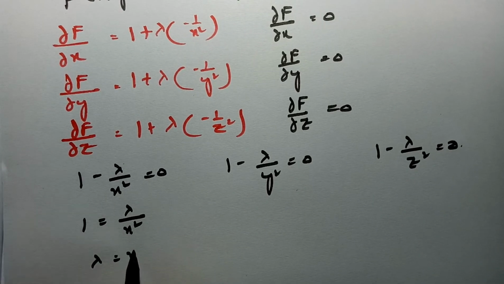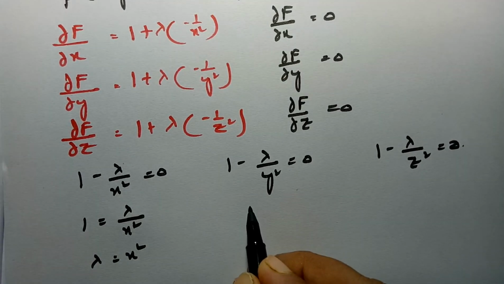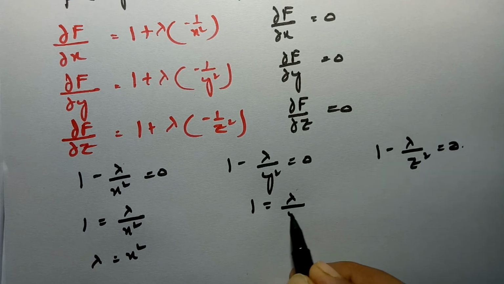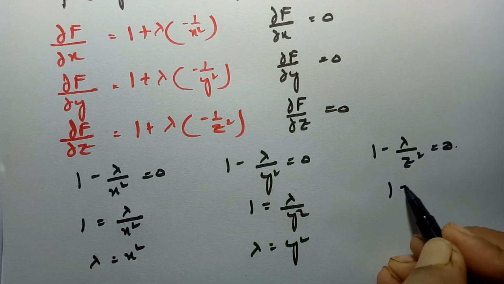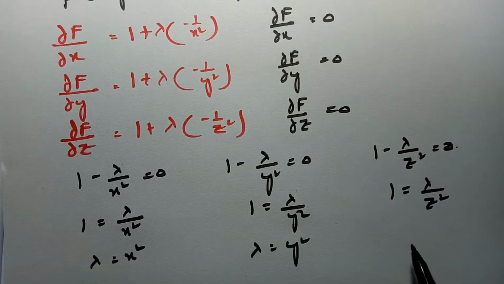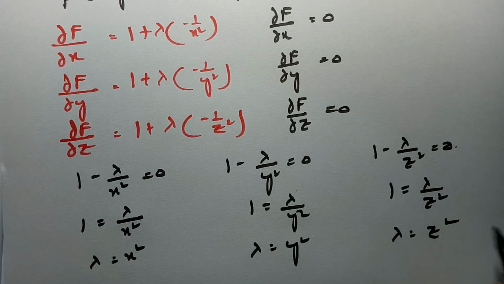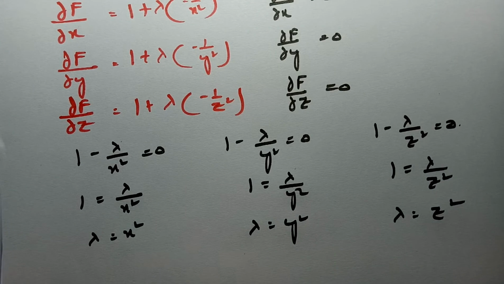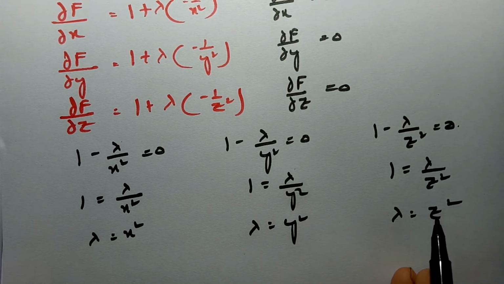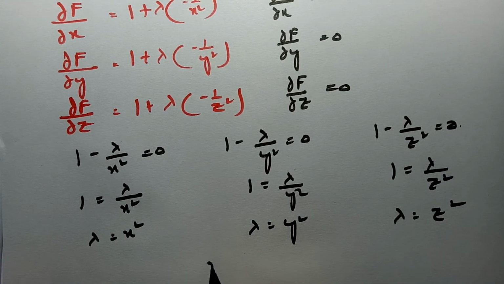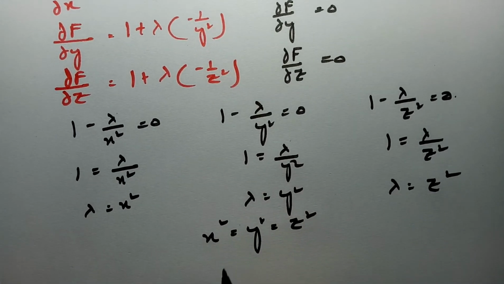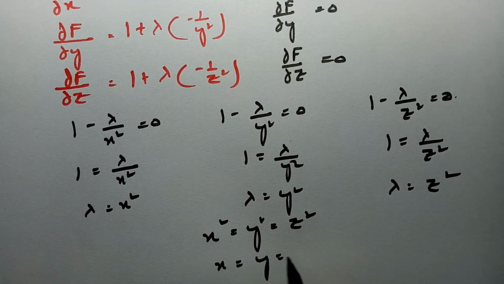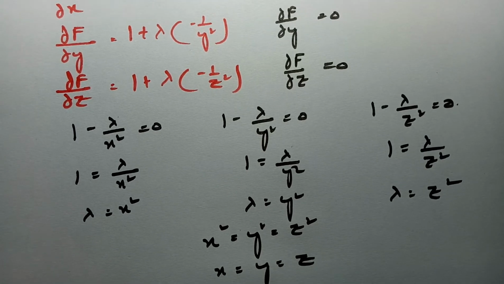So if you observe carefully, 1 will be lambda by x square and lambda is equal to x square. Here, 1 is equal to lambda by y square and lambda value is y square, and 1 is equal to lambda by z square and lambda value is equal to z square. So x square value, y square value and z square value are equal. Therefore x square is equal to y square is equal to z square. So the condition again is x is equal to y is equal to z. See, I got the value.